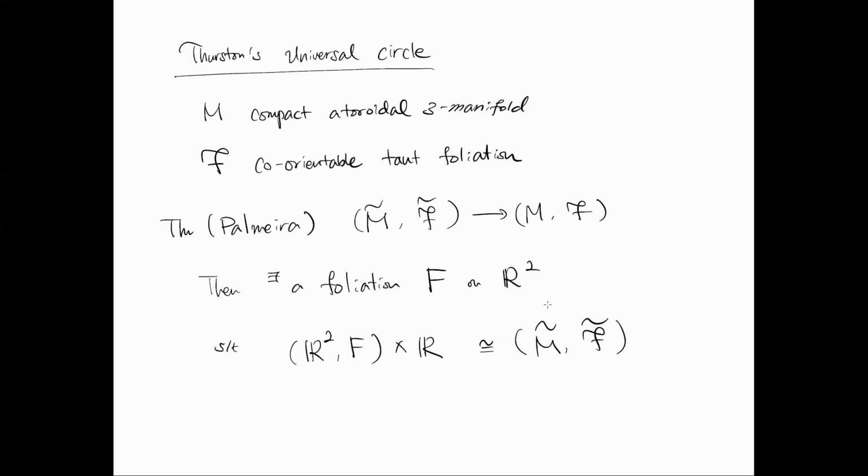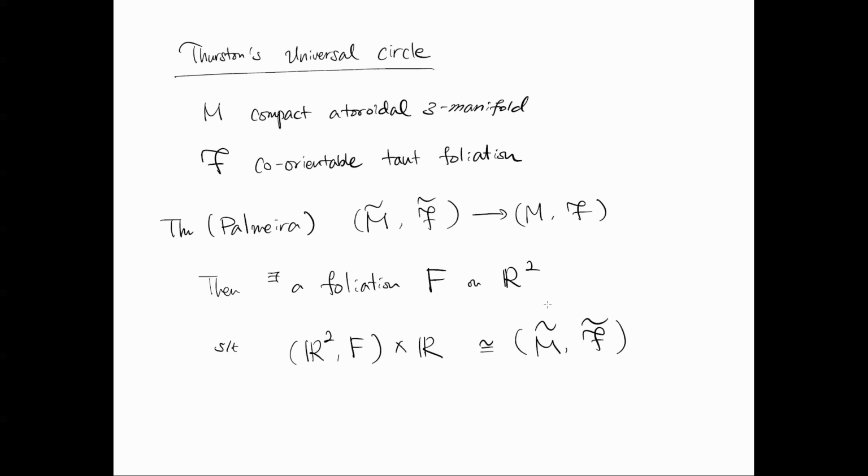Then there exists a one-dimensional foliation, a foliation by lines of R2, call it capital F, such that your universal cover is, first of all, topologically homeomorphic to R3. But not only that, the foliation in the universal cover is just a product foliation. Because R2 has a one-dimensional foliation, you just consider the product with R. Each one-dimensional leaf in this capital F becomes, by taking a product with R, a two-dimensional thing, a copy of R2. So that's the picture.